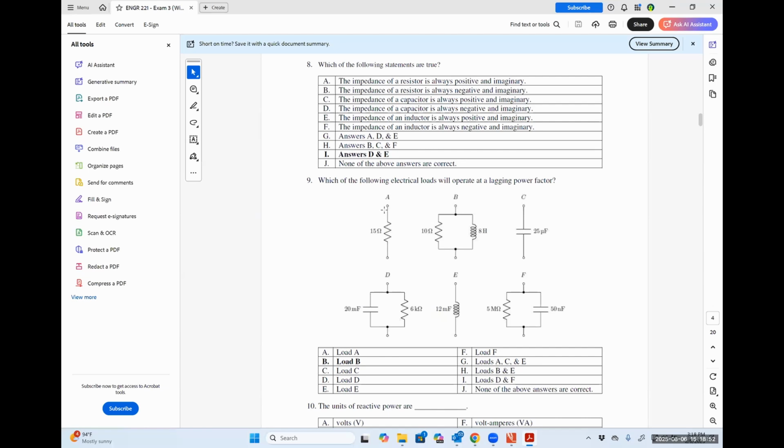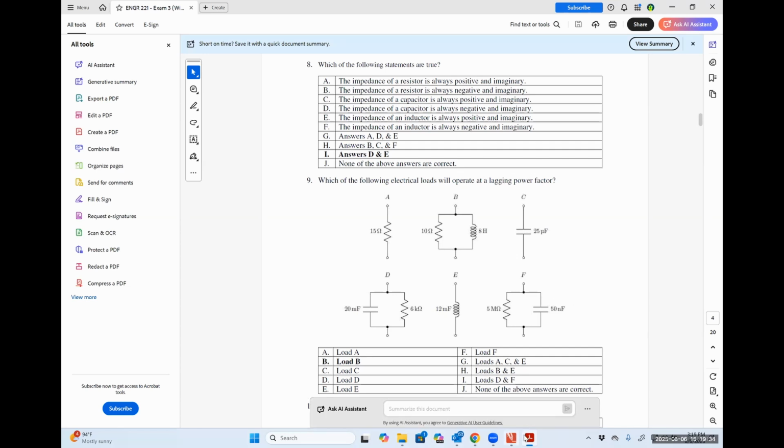So element A right here is going to operate at unity power factor, which is neither leading nor lagging because it's just a resistor. C is going to operate at a power factor of 0, which is neither leading or lagging. E is going to operate at a power factor of 0 because it's neither leading or lagging. And D and F are going to operate at leading power factors because the resistance is positive and the reactance is negative. So lagging power factors always occur when we have positive resistance and inductance. Leading power factors occur when we have positive resistance and capacitance.